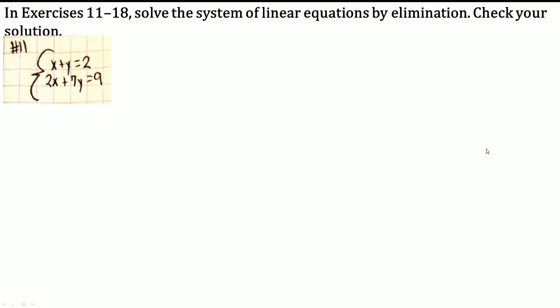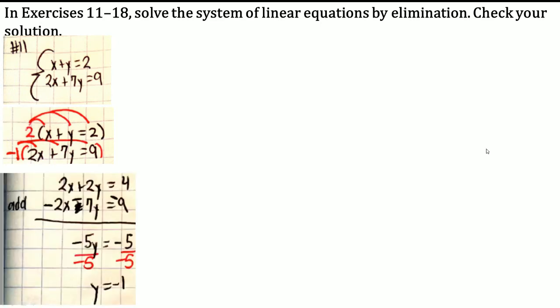Number 11 through 18: you're solving the system of equations by elimination. Check your solution. Again, x plus y is equal to 2, and 2x plus 7y is equal to 9. If you add or subtract right now, nothing gets eliminated, so you have to do some multiplication. I multiply the top by 2, and the second equation I'm going to multiply by negative 1.